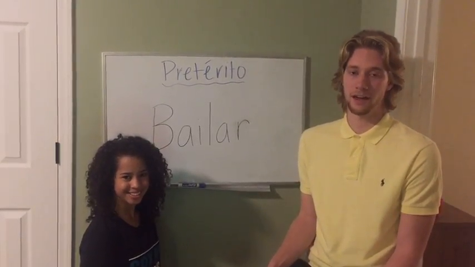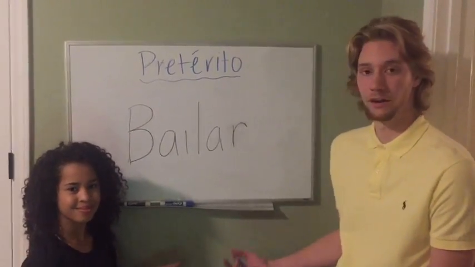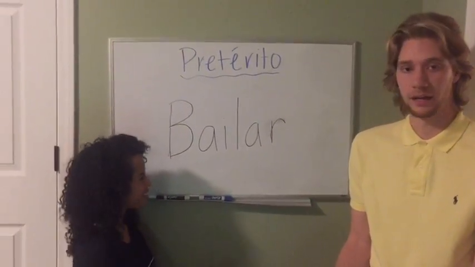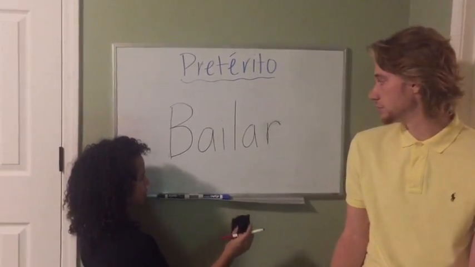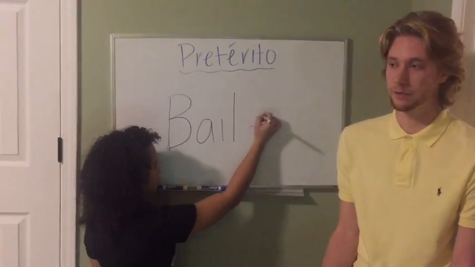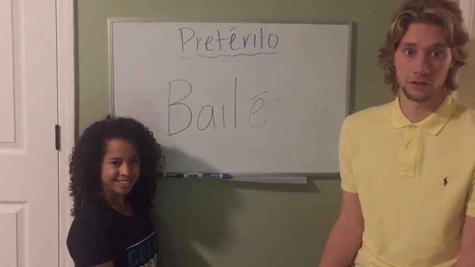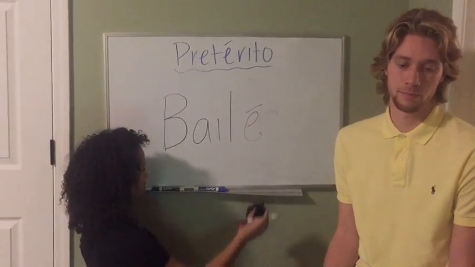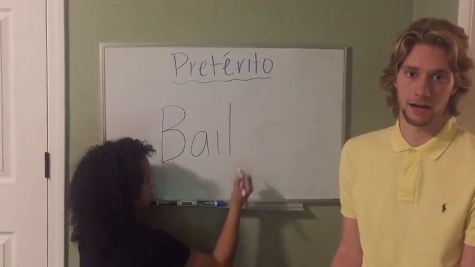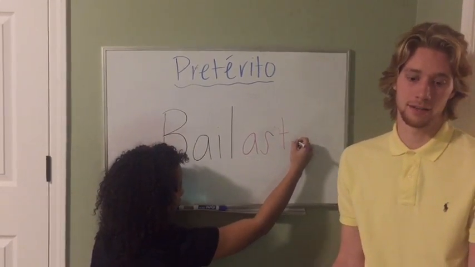An example of an AR verb conjugated in the preterite form is bailar. The first step in conjugating the AR verb into the preterite form, you drop the AR, and for the yo form, you add an é with the accent over it. For the tú form of the same verb, you would drop the AR, and you would add aste, which would mean you danced.